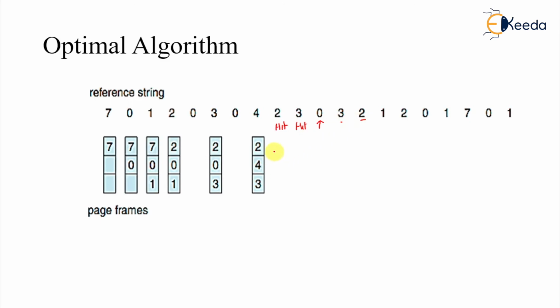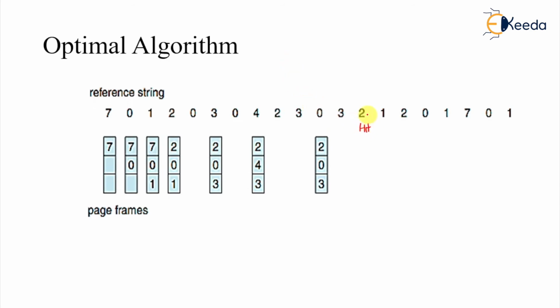Okay. So till now, how many page faults? The fifth is there, and then this page fault is the sixth one. Okay. Then 2 is a hit, 3 is a hit. For 0, we are going to replace 4. So 0 replaces 4, and now this is your seventh page fault. Now 3 and 2 are hits. 3, 2, 1. 3 and 2 are hits. 3 is a hit, this is a hit, 2 is a hit.